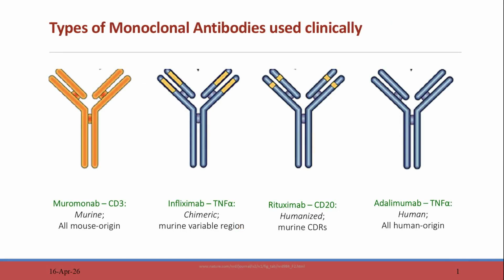Here we classify monoclonal antibodies based on their origin, from murine to fully human. This is clinically relevant because immunogenicity decreases as we move toward fully human antibodies. These agents target specific molecules such as TNF-alpha or CD20, making them highly selective therapies.